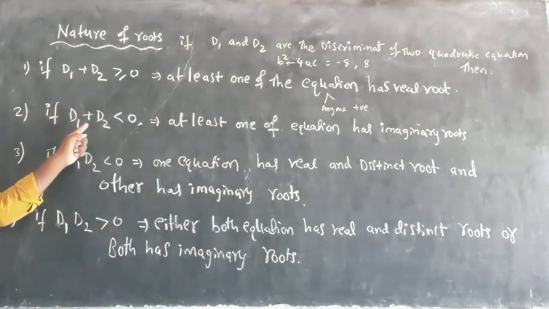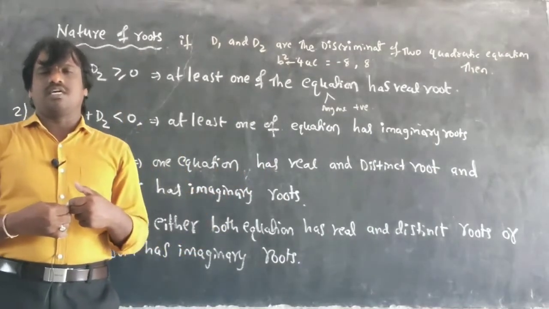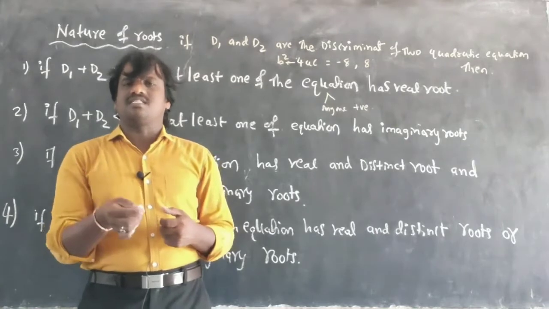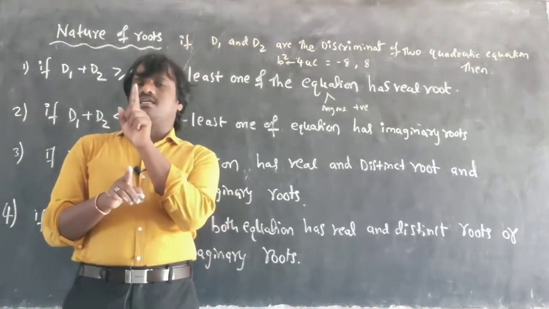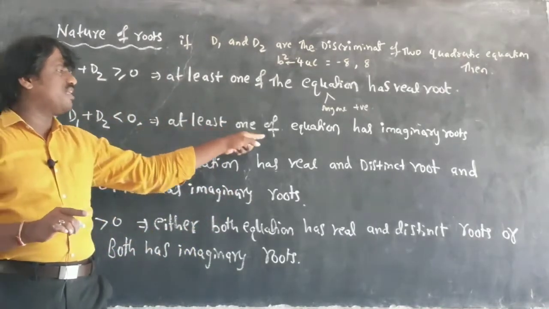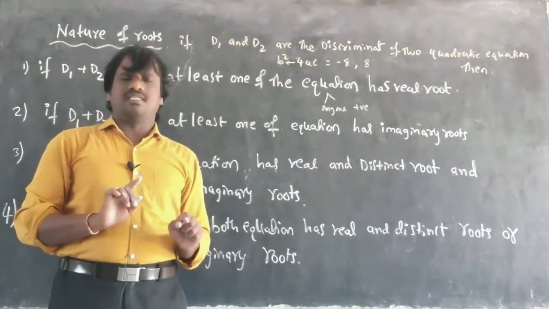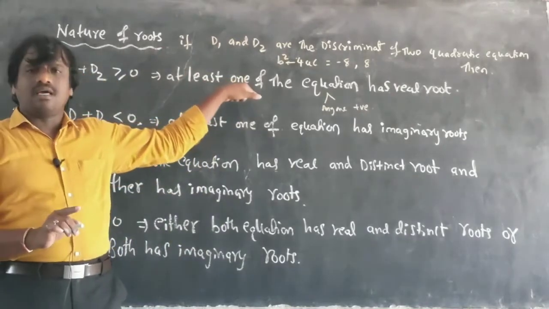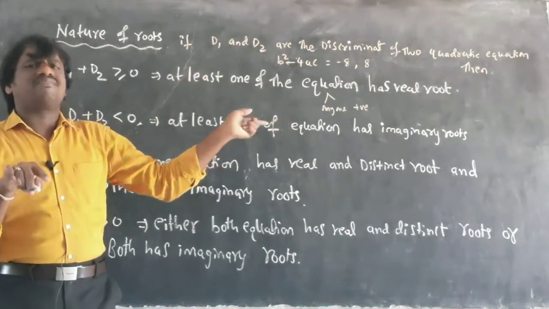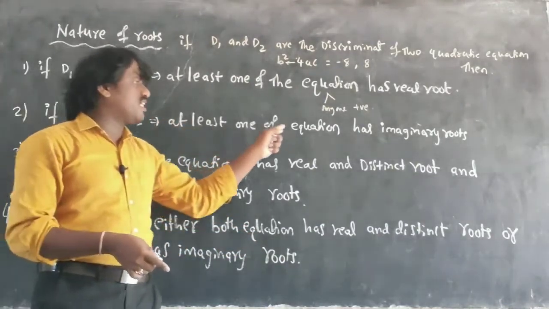Another one, if D1 + D2 < 0, when you are doing addition of both and getting less than 0. It means, suppose one is −6 and one is +2, then 2 − 6 is −4. So one you are getting real roots, one you are getting imaginary roots. At that time it is saying that at least one of the equations has imaginary roots. Both can be imaginary, or at least one should be imaginary. Here also both can be real, or one should be positive, one should be negative. That is the case.